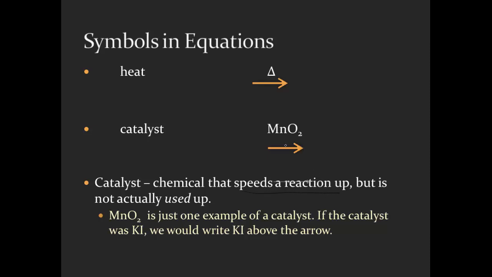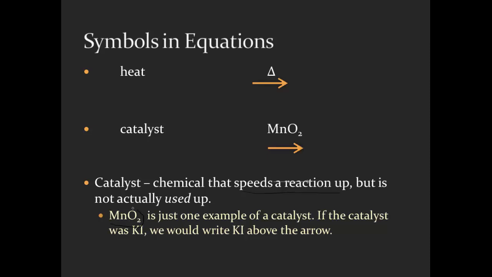Okay, so when we have a catalyst present, it's not really a reactant. It's not really a product. It's just a helper. It speeds up the reaction. And so we don't write it on the reactant side. We don't write it on the product side. We write it above the arrow.